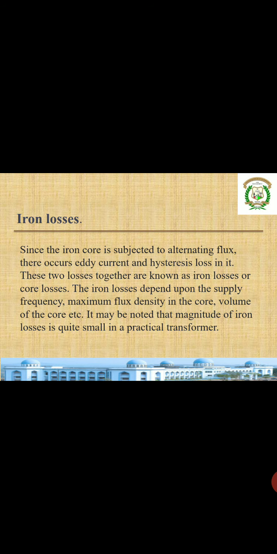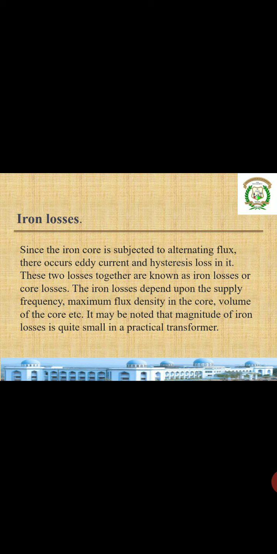Let us see what iron losses are. See, the core is subjected to alternating flux. There occurs eddy current as well as hysteresis loss in it. The two losses together are known as iron losses or core losses. These iron losses depend upon the supply frequency, maximum flux density in the core, volume of the core, many things. It may be noted that the magnitude of iron losses is quite small in practical transformers. Fine. This is usually called fixed losses or constant losses.